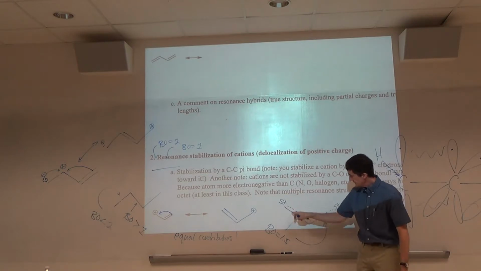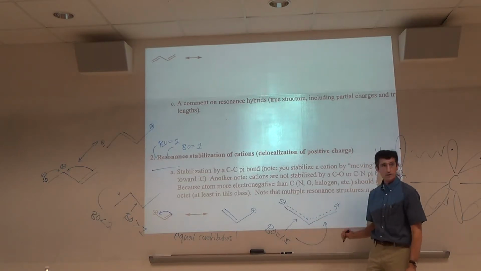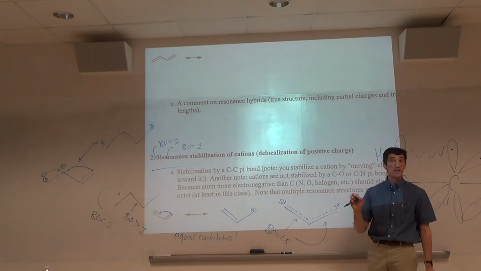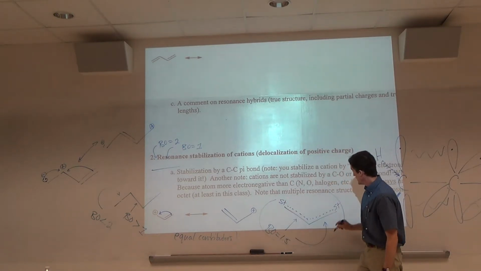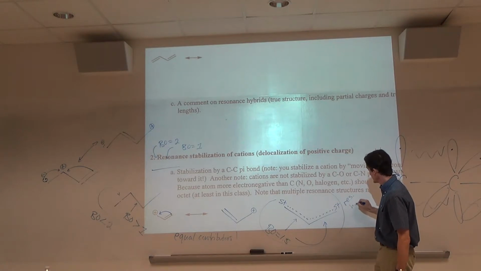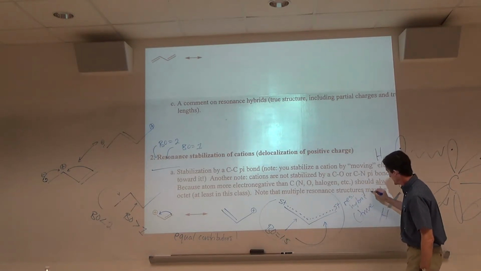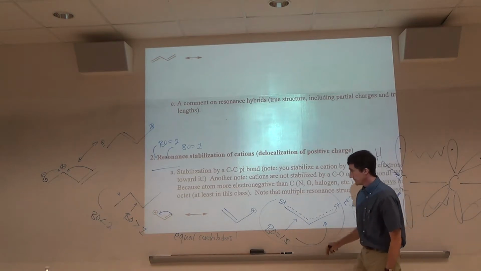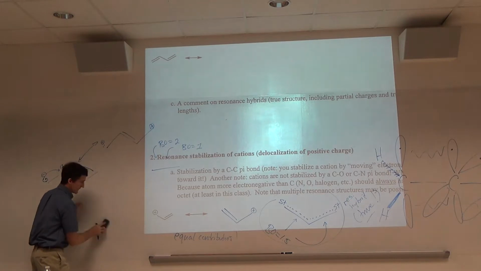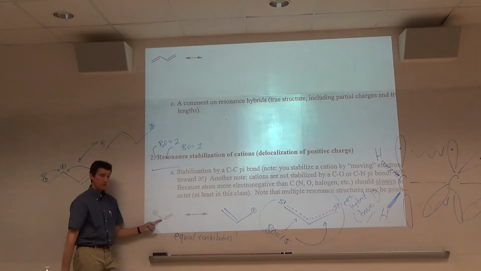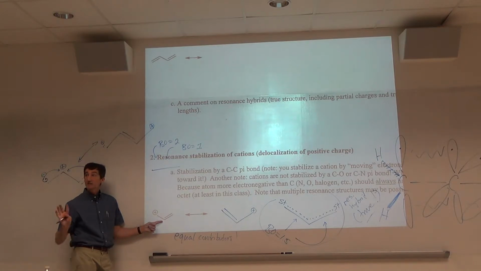Which CC bond is longer, the one on the left or right? They're the same. This is your true structure. This is called your resonance hybrid, but it's also your true structure. Thus, anytime someone shows you that, you have to say, hey, that's just an isolated depiction of the true structure.